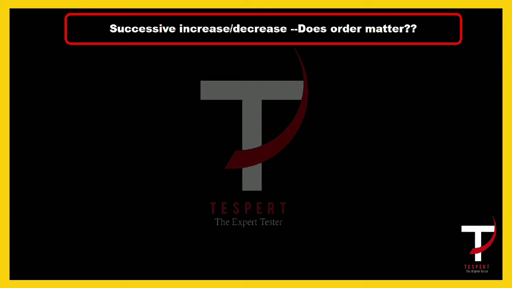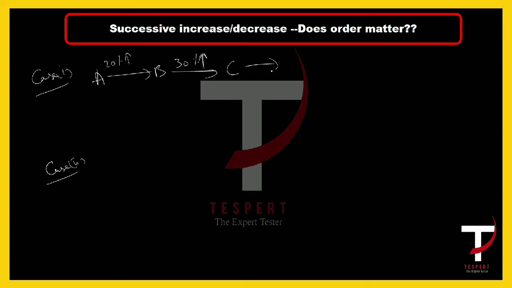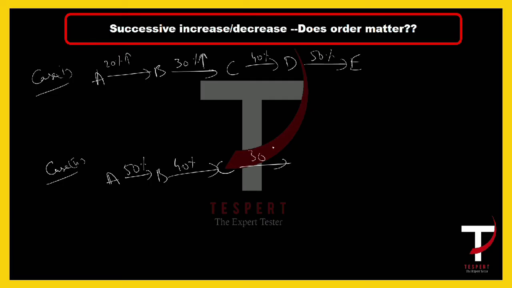Successive increase or decrease. Does order matter? So we consider two cases in order to understand this. Case 1 and case 2. Okay. So case 1, A is increased by 20% and it became B, and B is increased by 30%. See, all the time I am not writing this percentage increase value. Assume this is increasing every time. B increased to C by 30% and C increased to D by 40% and D increased by 50% and it became E. Whereas in case 2, A increased by 50% to B and B increased by 40% and became C, and C increased by 30% and became D, and D increased by 20% and became E dash.